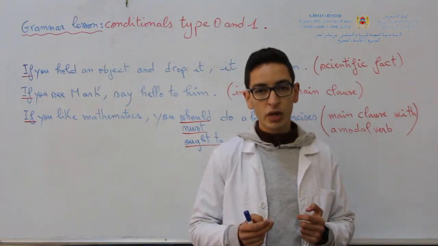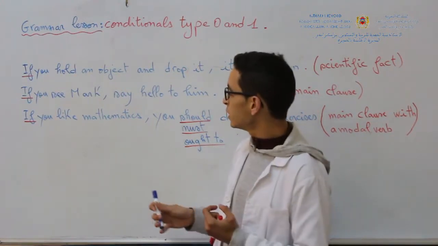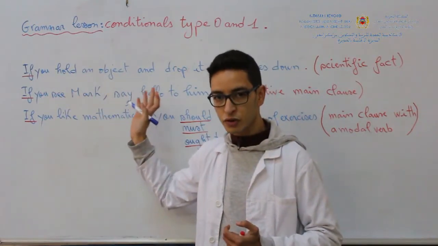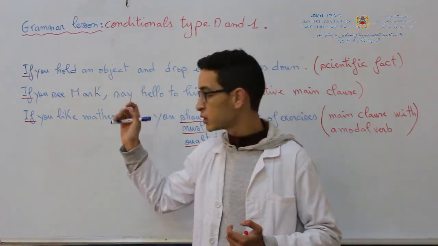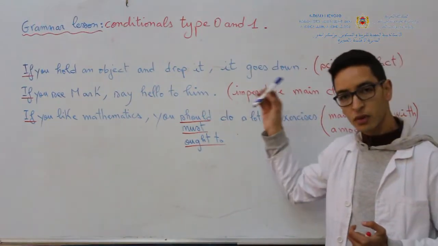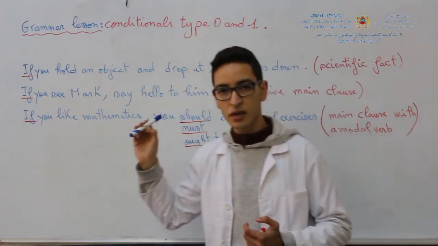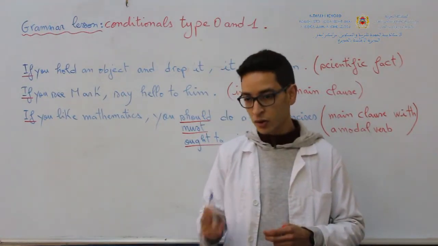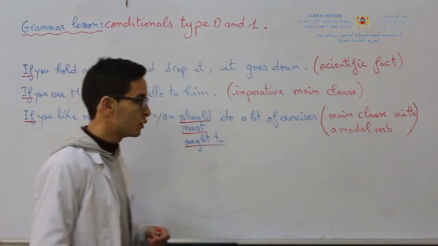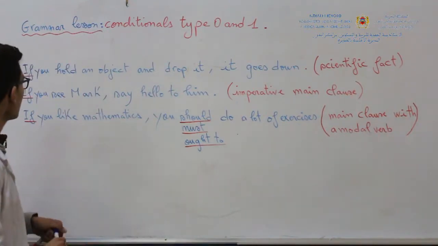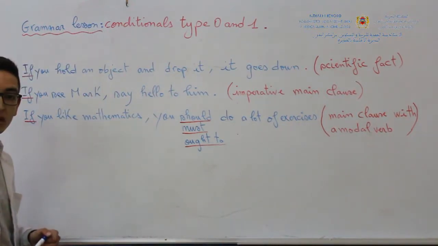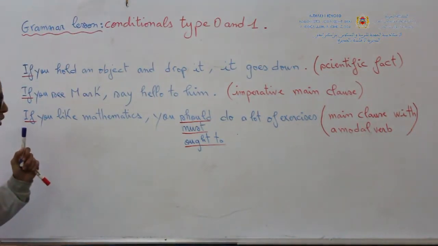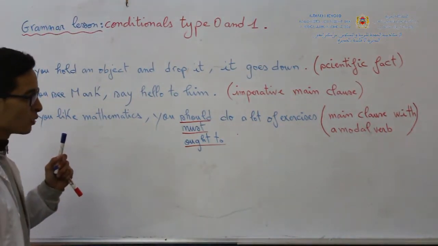So it is usually a compound sentence, meaning that we have subject-verb complement in the first part, the if clause, and subject-verb complement if necessary in the second part. So let's go on straightforwardly with the first example, with the conditional type 0. If you hold an object and drop it, it goes down.